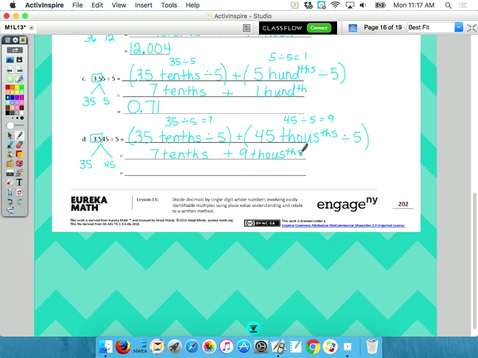So do I have any ones? Do I have any tenths? Yes. How many? 7. Do I have any hundredths? No. Do I have any thousandths? Yes. Okay. How are we doing? Fist to 5. Feel like you can do your exit ticket?